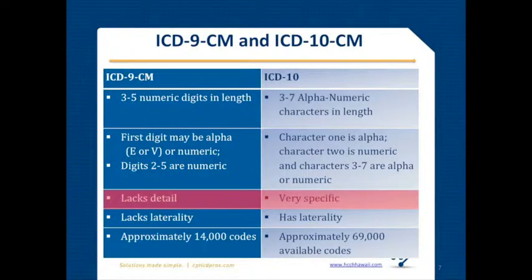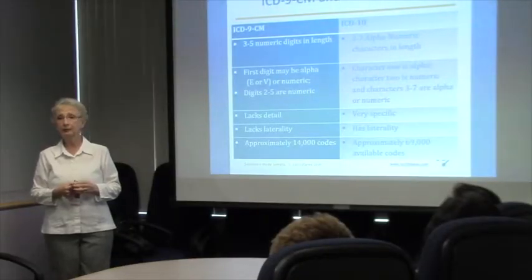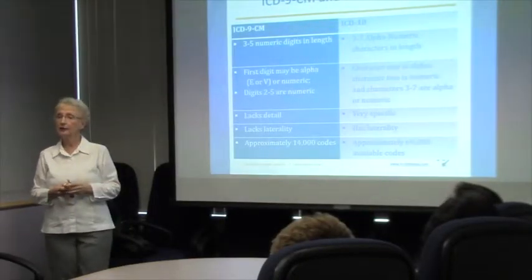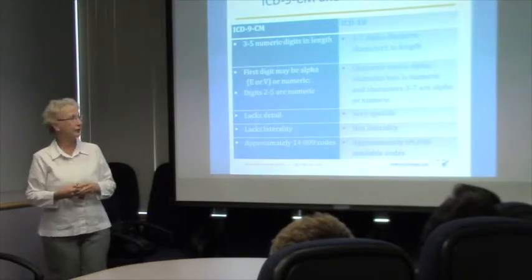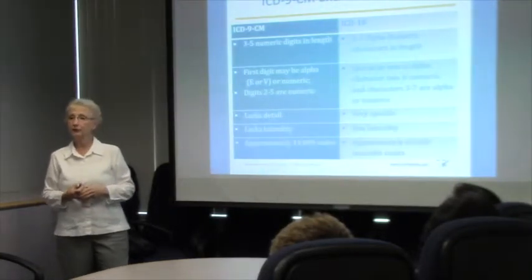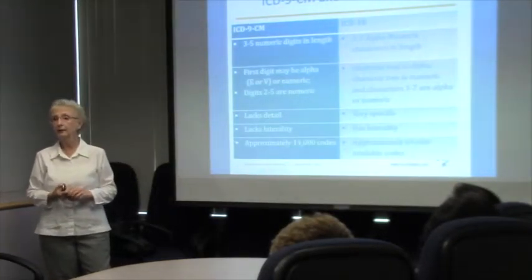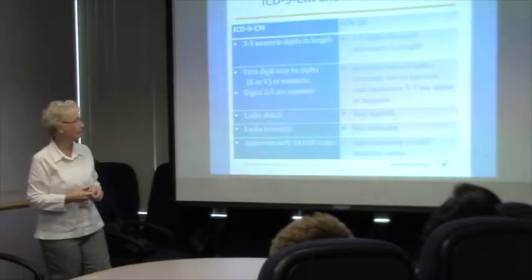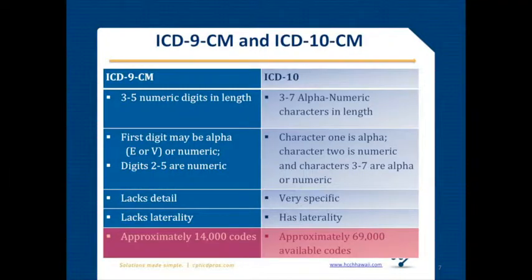ICD-9 lacks detail, ICD-10 is very specific. In ICD-9, we do not care about laterality. We don't care if it's a left breast abscess. In ICD-10, we do. Not every section has laterality. I'm going to talk about that in just a moment. But many of the sections do have and require laterality as part of the code. And again, the numbers.